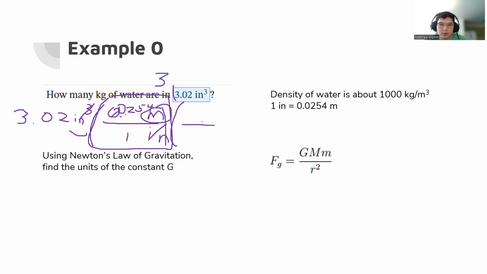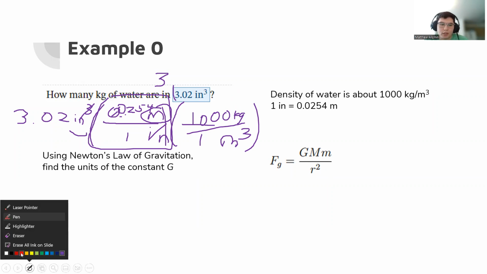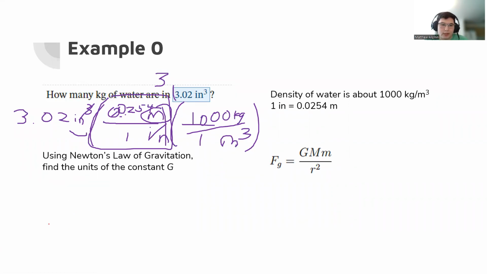And then I just need to use my other conversion factor. Since meters cubed is here on the bottom, I know there's 1,000 kilograms over 1 meter cubed. And then I can just do that calculation and it'll come out to be right. I'm not going to do all that because that takes a lot of time and I don't really want to pull out a calculator for that.